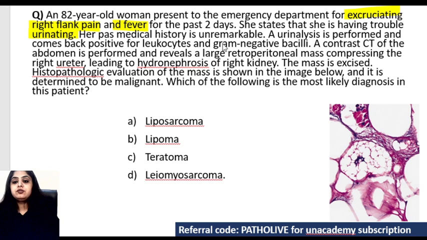Her past medical history is unremarkable, and because she has a trouble urinating, a urine analysis is performed and it gives you typical features of a UTI. That is, it is showing you the pus cells and it is also showing you gram-negative bacilli. A contrast CT of the abdomen is also done, and a large retroperitoneal mass which is seen compressing the right ureter, leading to hydronephrosis of the right kidney is seen, and that kind of explains that there is a compression on the ureter. Hydronephrosis could be the reason that she's coming to you with a case of urinary tract infection, and she's coming to you with excruciating pain as well.